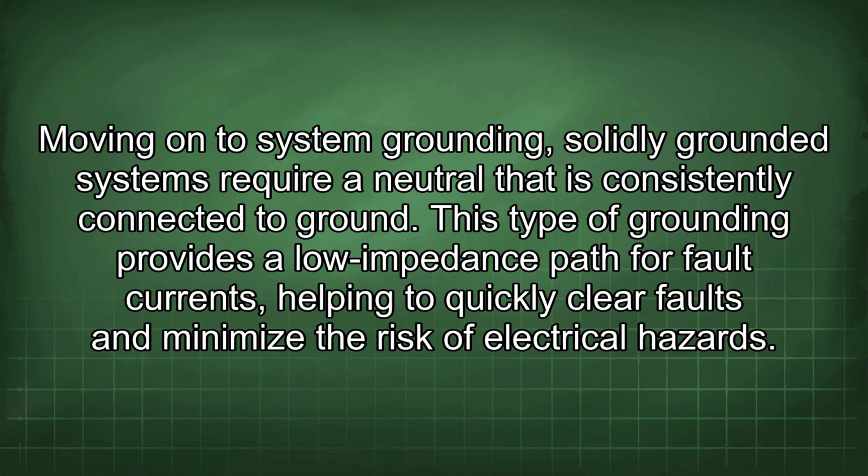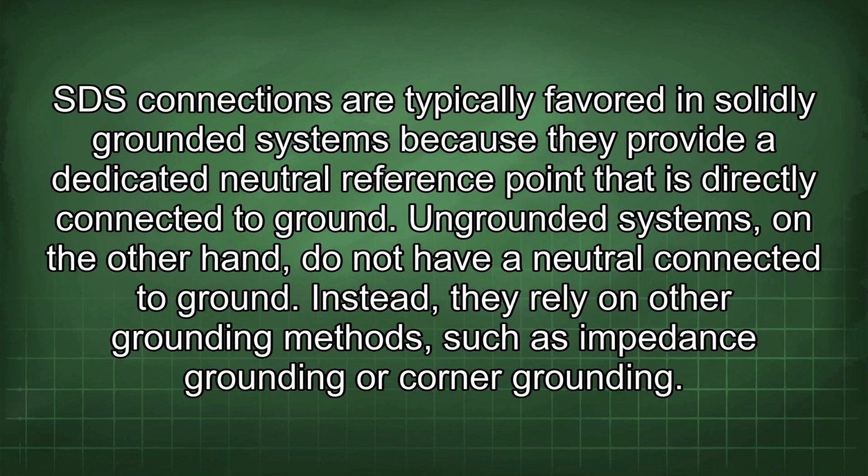Moving on to system grounding, solidly grounded systems require a neutral that is consistently connected to ground. This type of grounding provides a low impedance path for fault currents, helping to quickly clear faults and minimize the risk of electrical hazards. SDS connections are typically favored in solidly grounded systems because they provide a dedicated neutral reference point that is directly connected to ground.